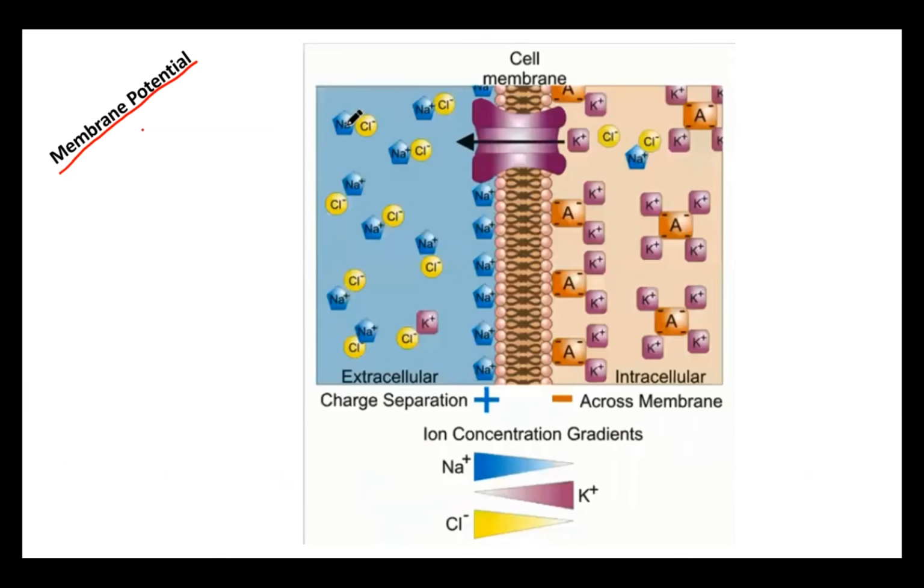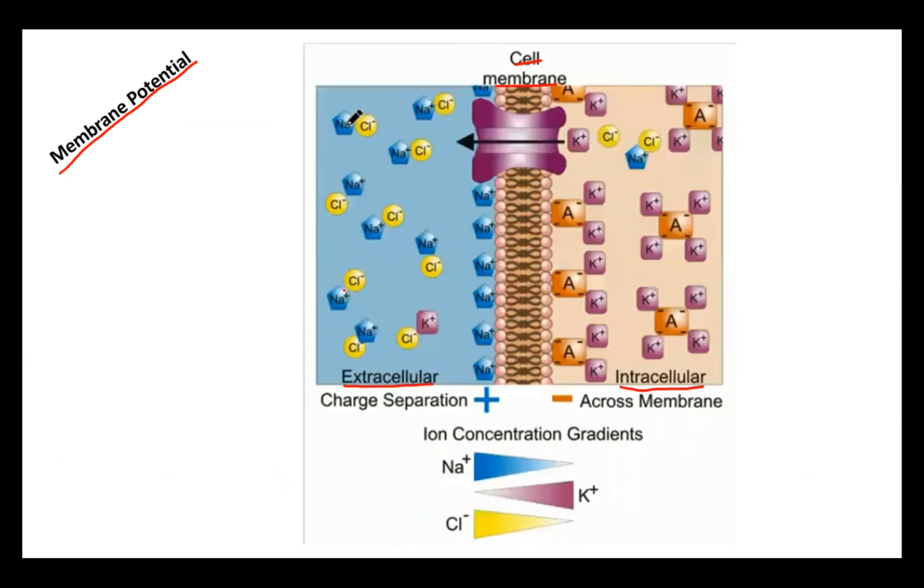Membrane potential is nothing but this: we have a cell, and we have a cell membrane. We have two different segments, one is extracellular and another one is intracellular. There is a small gap between them, which is called the cell membrane. So between intracellular and extracellular, we have the cell membrane. In extracellular, there is an ion concentration gradient. So we have some ions.